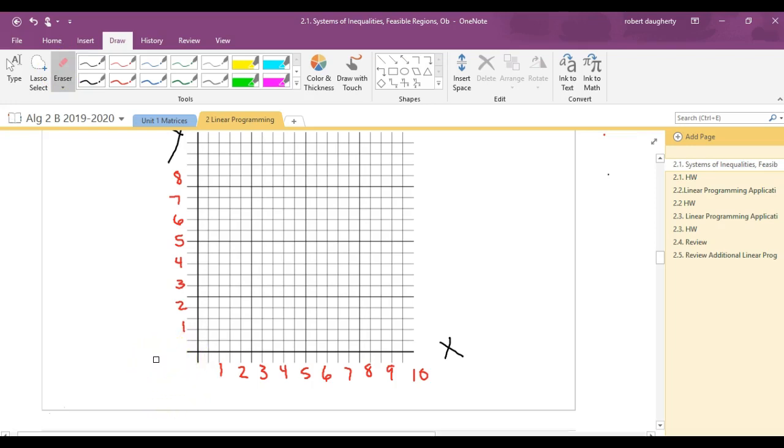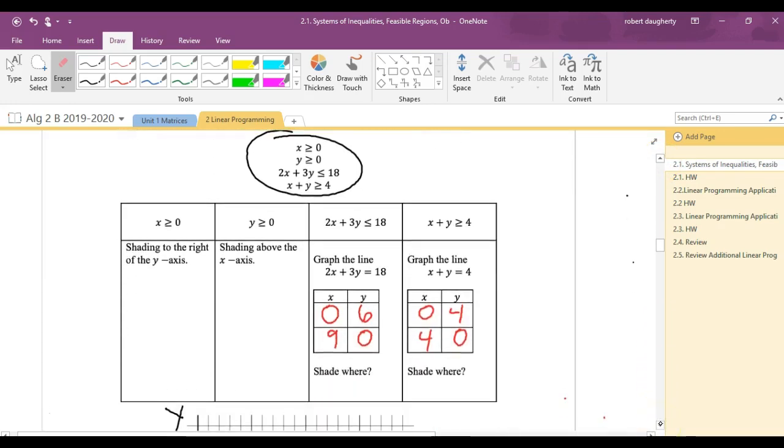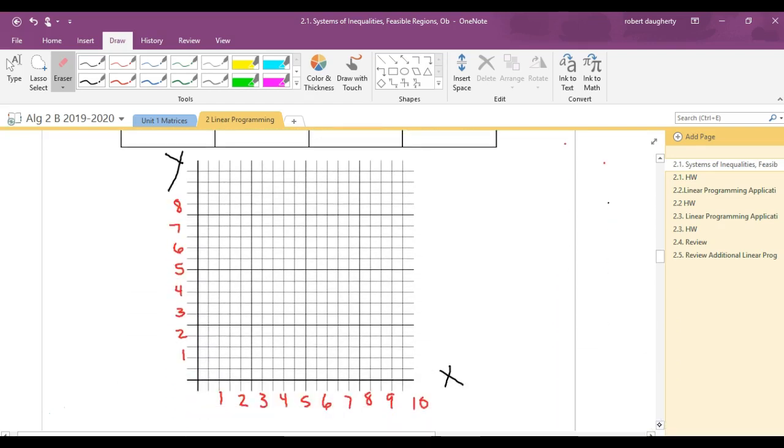So the first line, I'm going to need to graph 0, 6, and 9, 0. So let's do this line in blue. 0, 6, and 9, 0. Okay. Now it's just playing connect the dots. So connect these two dots together, and a straight edge will be a wonderful thing if you're doing this at home. Okay, there's the line.